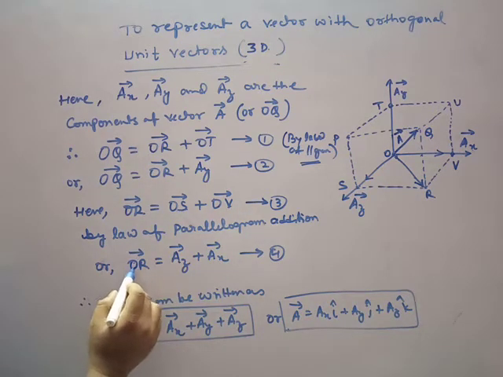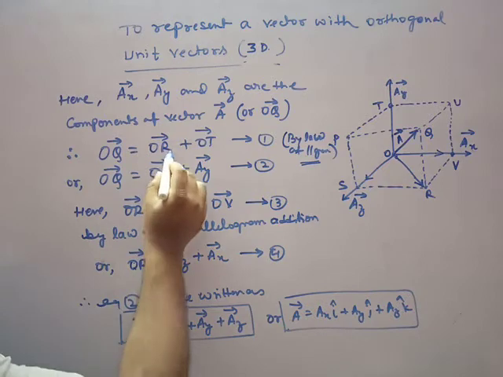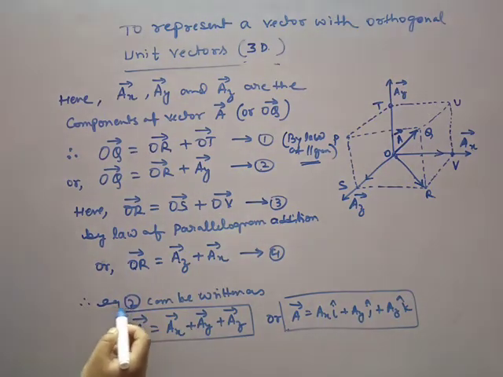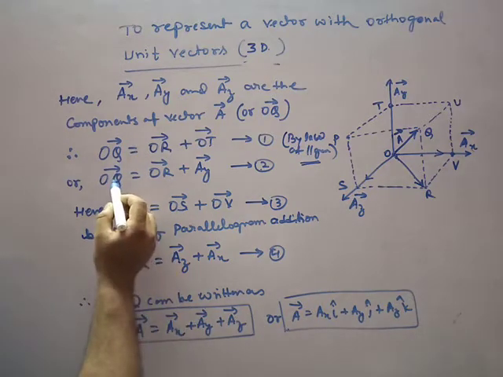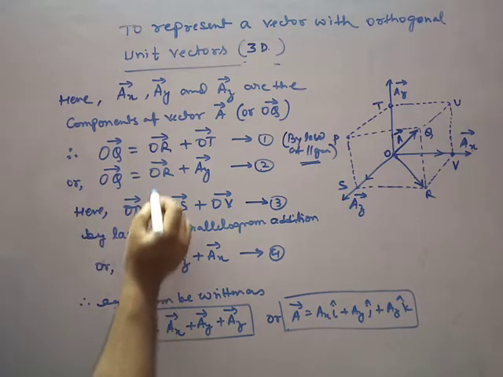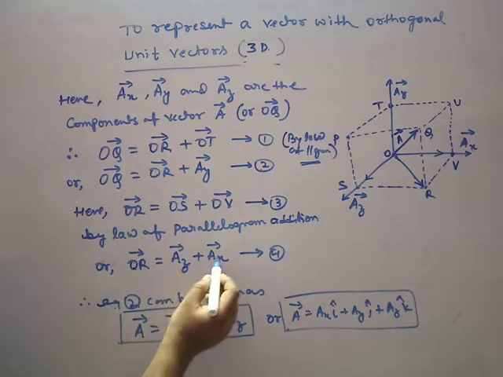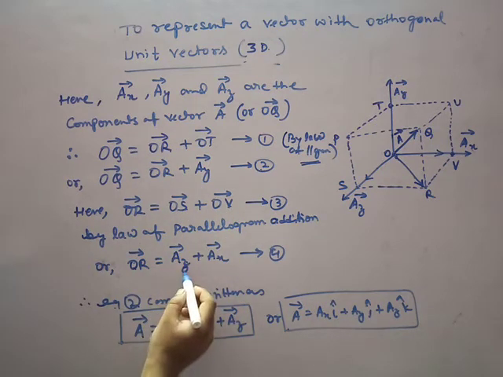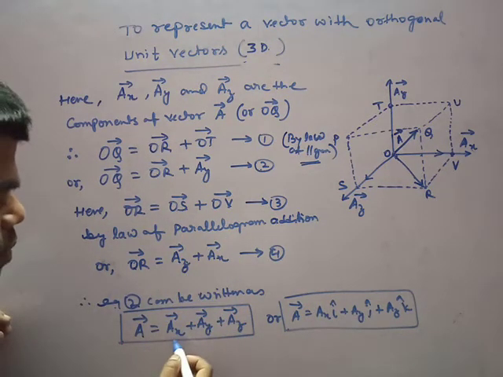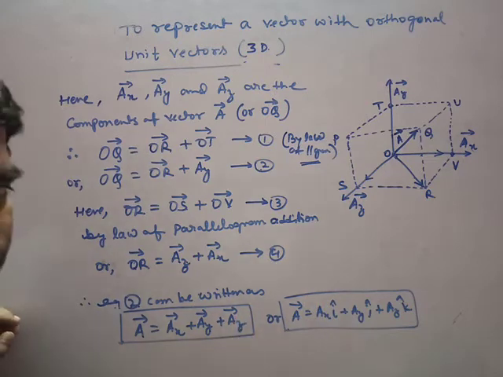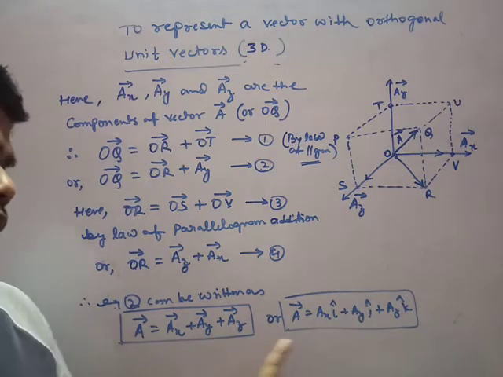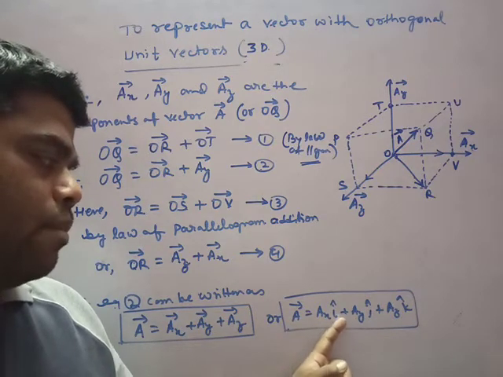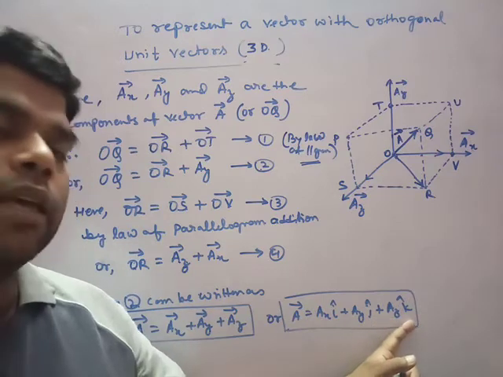Now let me place this value of OR in equation number 1 or 2, same. So equation 2 can be written as: vector A, this OA is A, and it is OR. OR is AX and AY, and AZ. So in this way it forms AX plus AY plus AZ. And now this can also be written in the form of the orthogonal unit vectors, that is AX i cap plus AY j cap plus AZ k cap.